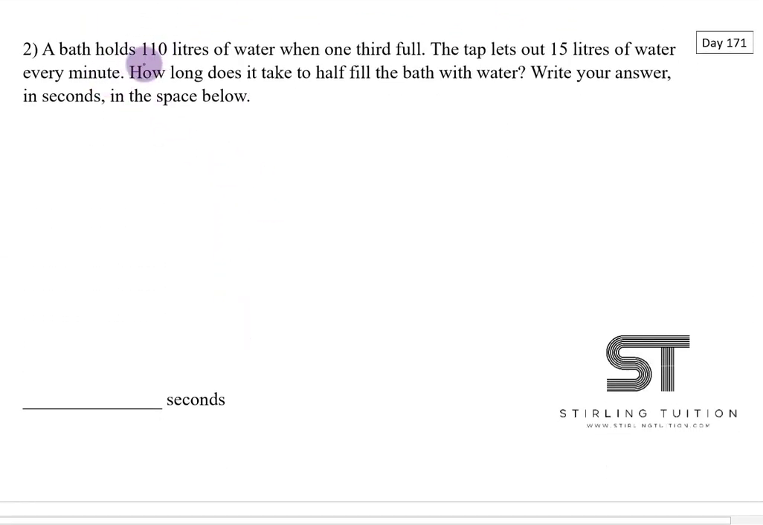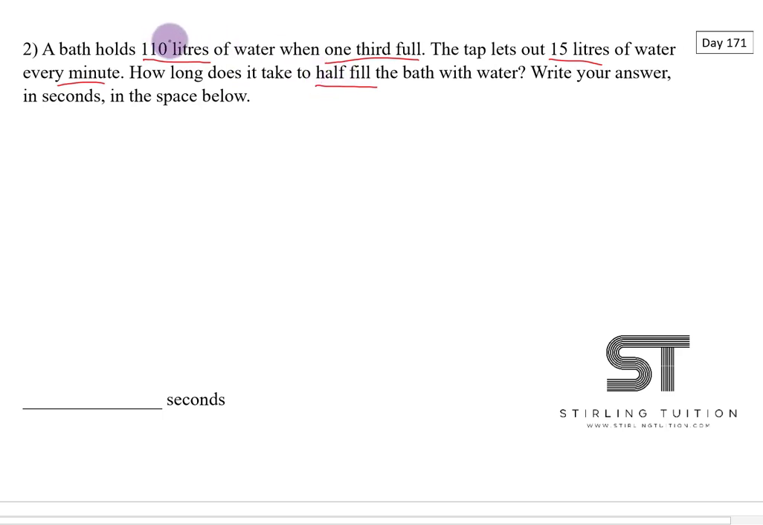Number 2, a bath holds 110 litres of water when it is 1/3 full. That's really important for this question. The tap lets out 15 litres of water every minute. How long does it take to half fill the bath with water? So there's a few things going on here. We know that a bath holds 110 litres of water when it's 1/3 full. We know the tap lets out 15 litres of water every minute. And we need to find out how long it takes to half fill the bath.